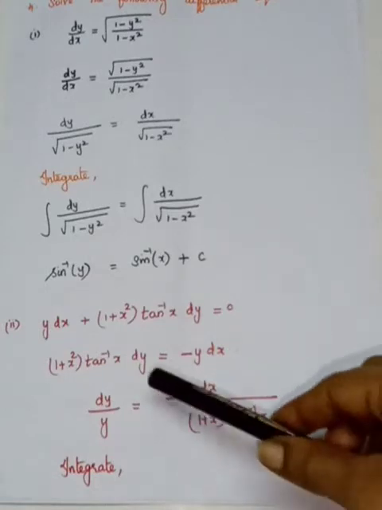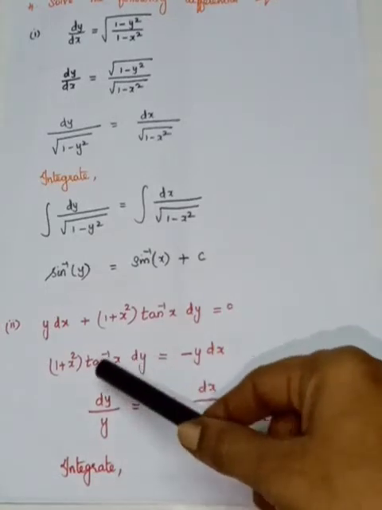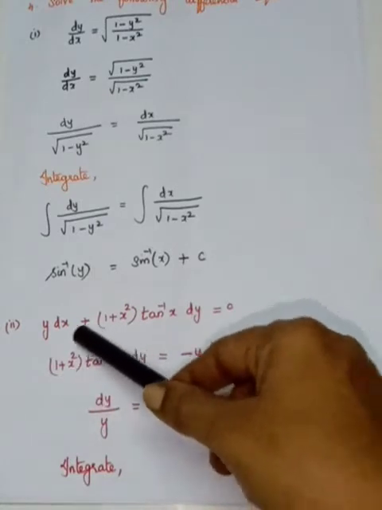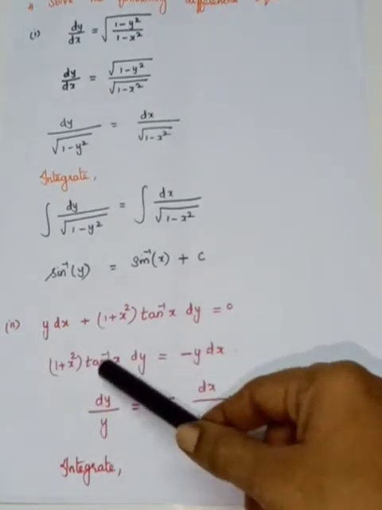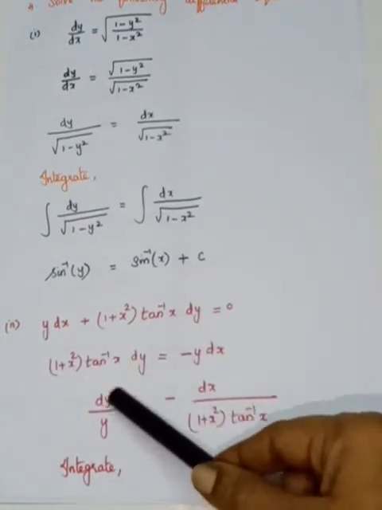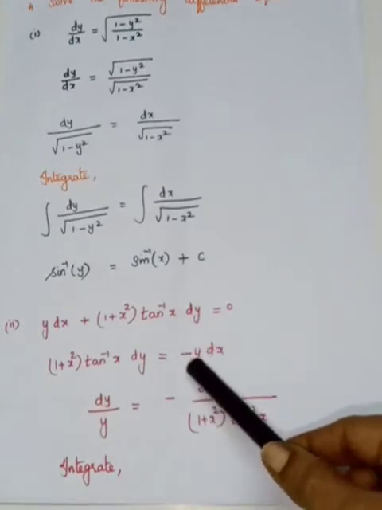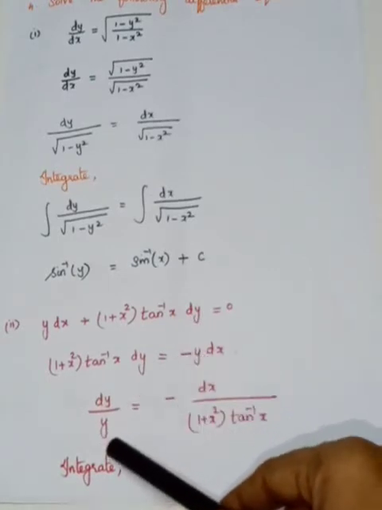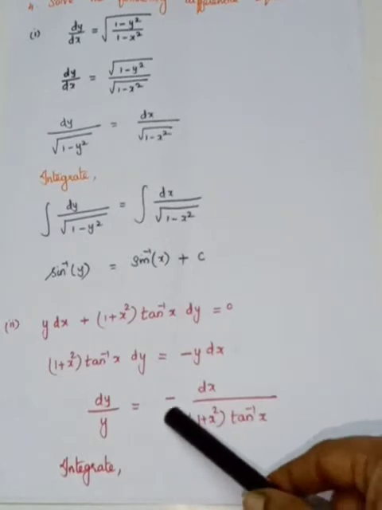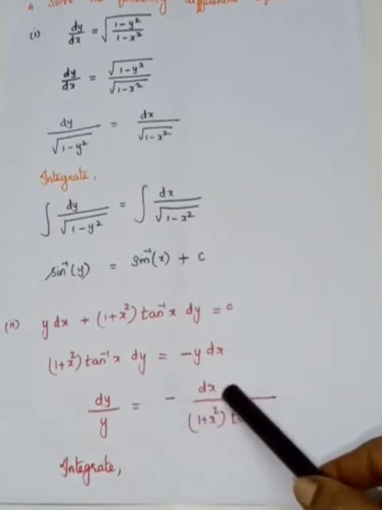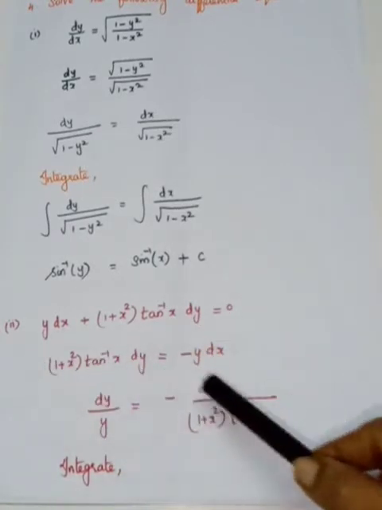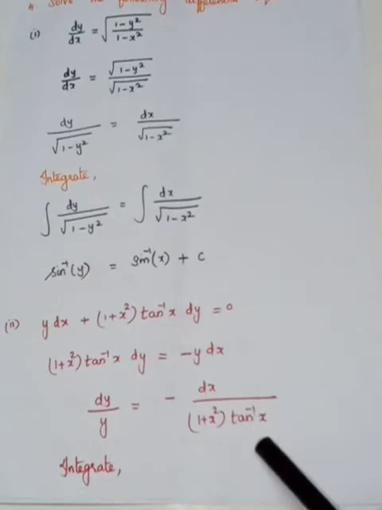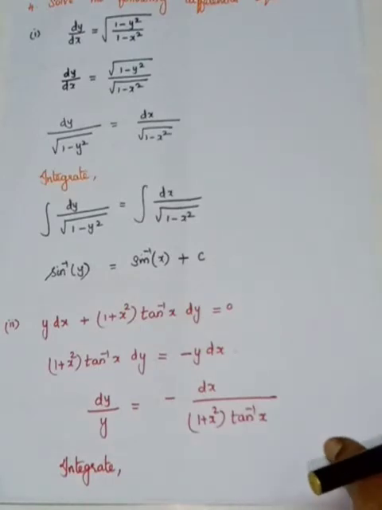So dy is in the numerator, and these two are x terms, so you will have only dy. So this side, what is the y term? Only y. Bring this y to this side, that is equal to minus, so dx should be in the numerator, bring this x term to the denominator. So now the left side is fully y term and the right side you are having x term, so integrate on both the sides.